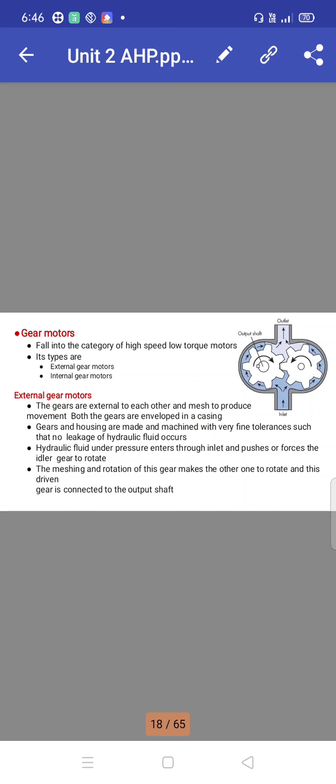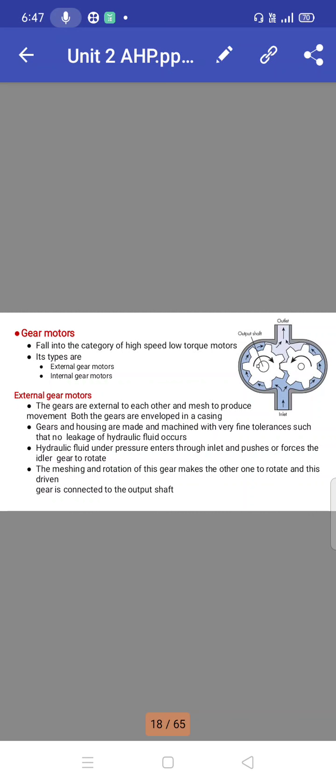It is especially used in gear pumps and gear motors. These are the two sets, external gear motors and internal gear motors. We first see in detail about external gear motors. The gears are external to each other and meshed to produce movement. Both gears are enveloped in a casing. The gears and housing are machined with very fine tolerances such that no leakage of hydraulic fluid occurs.